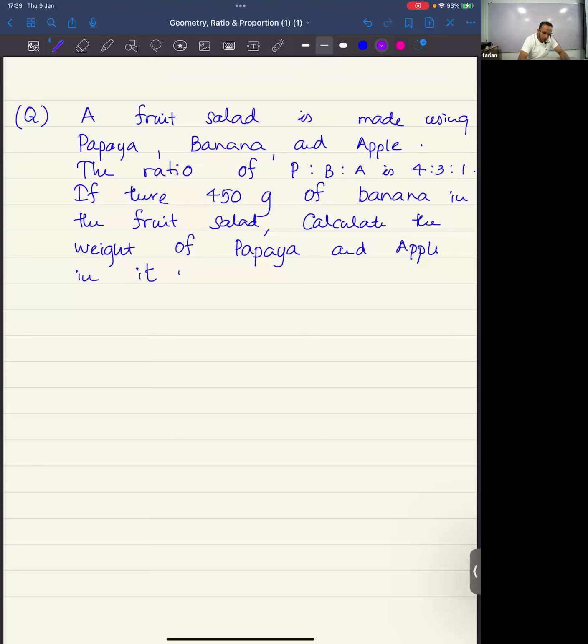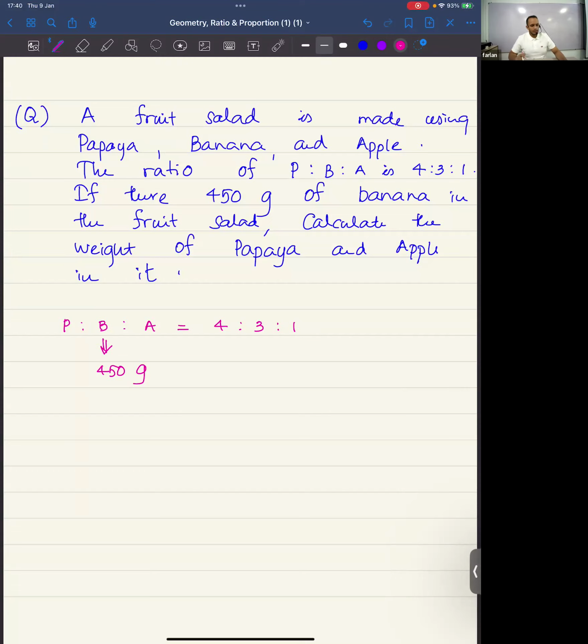Right, guys. The ratio given, P is to B is to A, papaya to banana to apple. Papaya is 4, 3, 1. If there is 450 grams of banana, we have 450 grams. Okay.